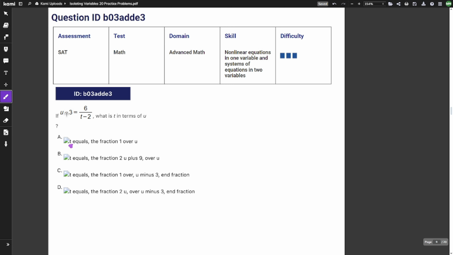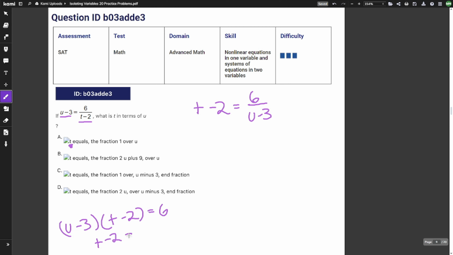So if you remember, we can exchange these two values. So it would look like t minus 2 is equal to 6 over u minus 3. Now, I'm also just going to show you what it would look like if you didn't swap those two real quick. So we would multiply both sides by t minus 2. So we'd have (u minus 3) times (t minus 2) is equal to 6. And then we want to get t by itself, so we'd have to divide the entire thing by u minus 3. So we'd get that t minus 2 is equal to 6 over u minus 3, which is the exact same thing as what we ended up with.